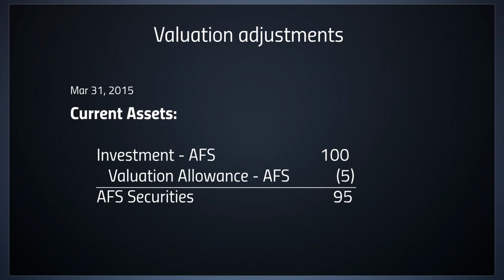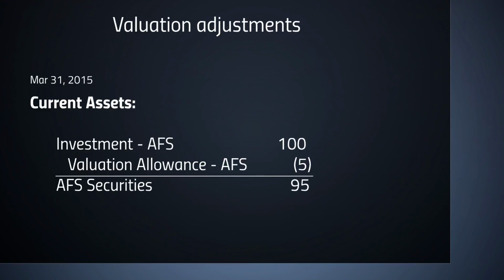And here's how the valuation adjustment looks on our balance sheet. We have our investment, which came in at a cost of $100, and that's going to stay the same. We're not going to adjust that. But what we're going to do to equal the market value, let's say it's $95, is constantly adjust its valuation allowance so that the total equals the $95 or whatever the market value happens to be.